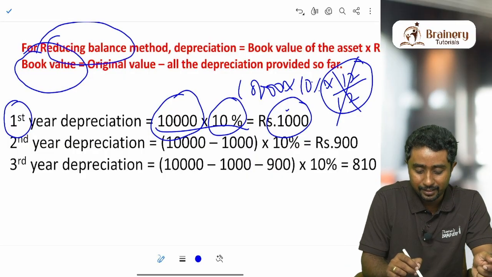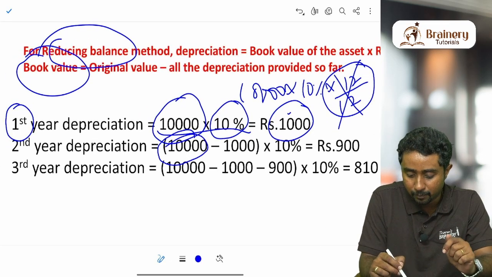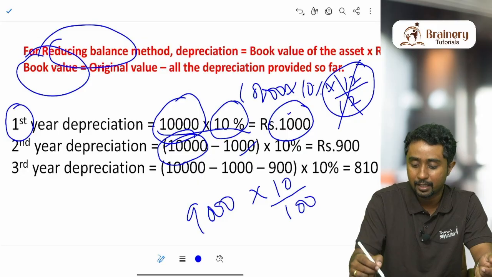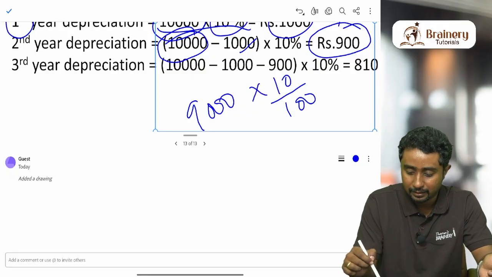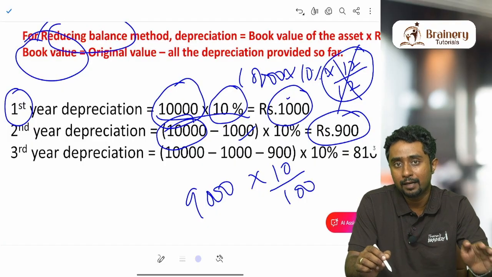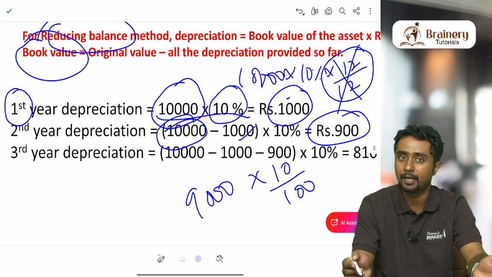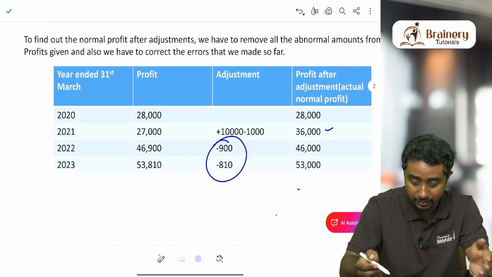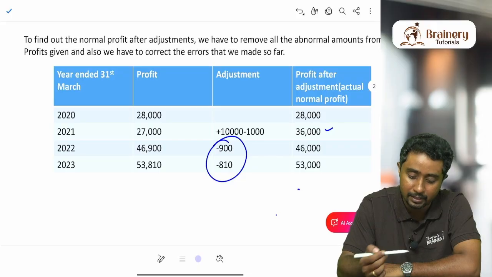So when it comes to the second year depreciation, 10,000 was the value of the asset which I increased, and from that last year's depreciation should be deducted. So how much is there? 9,000 is remaining. On that 9,000 I have to calculate depreciation again, which gives you 900. Hope that is clear. On last year's asset amount, I deduct last year's depreciation and get an amount called book value. On top of that book value, we calculate 10%, the rate of depreciation, and you get 900. That 900 I take back to the table which I prepared to find out the normal profit. Depreciation is something we have to remove from the profit. That is why I am deducting 900 again.